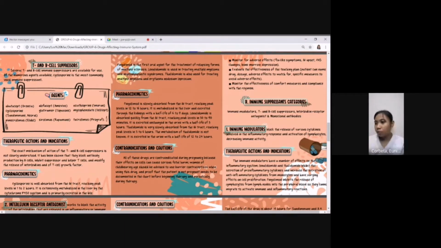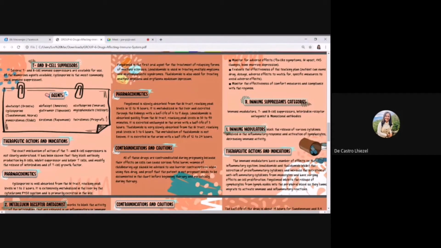Lenalidomide is used in treating multiple myeloma and myelodysplastic syndromes. Thalidomide is also used for treating multiple myeloma and erythema nodosum leprosum. Next is pharmacokinetics.